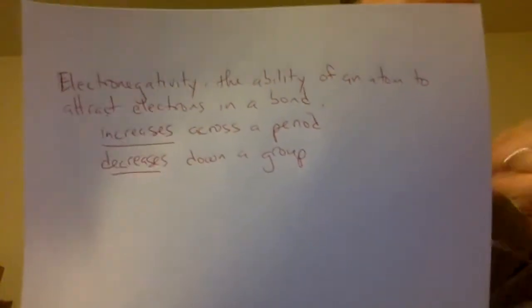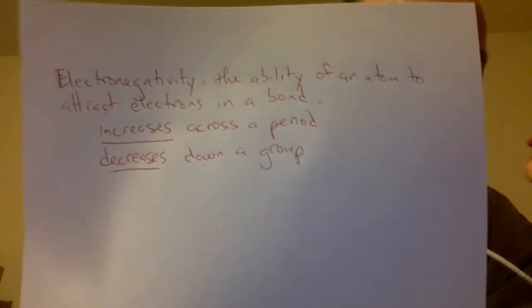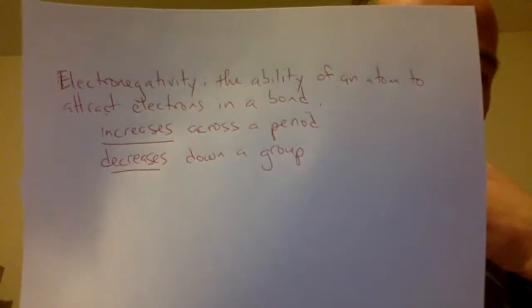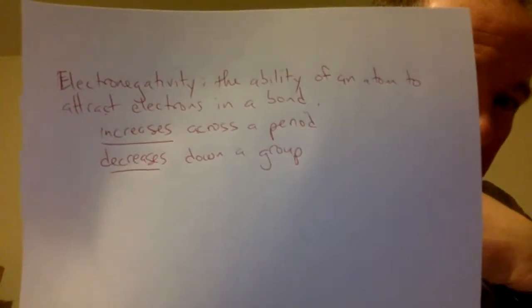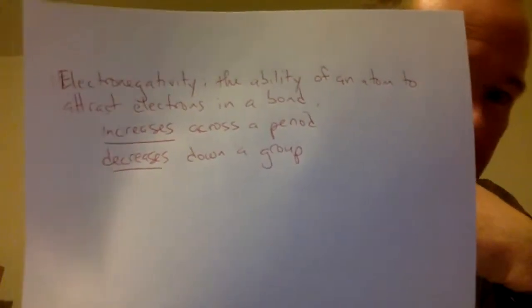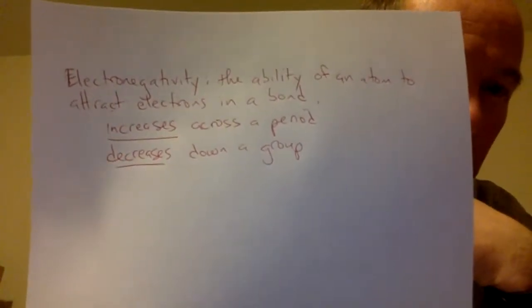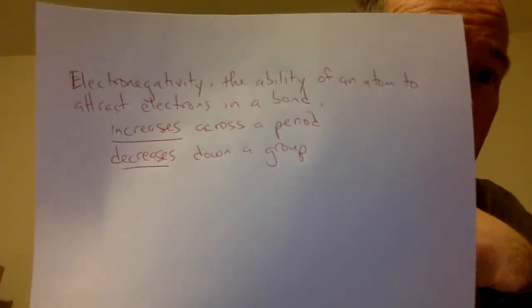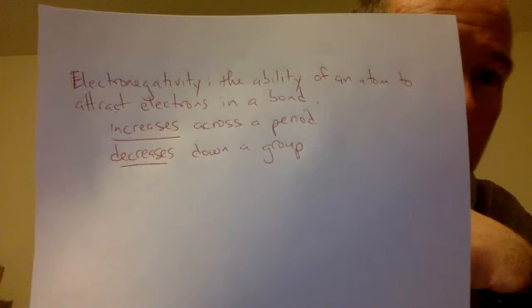So again, electronegativity measures how strongly a given atom will attract an electron in a chemical bond. It increases across a period because nonmetals want electrons real bad, and it decreases down a group because the atoms get bigger and it's harder to attract electrons as the nucleus gets further and further away. Okay, so hopefully that answered part of Avery's question.